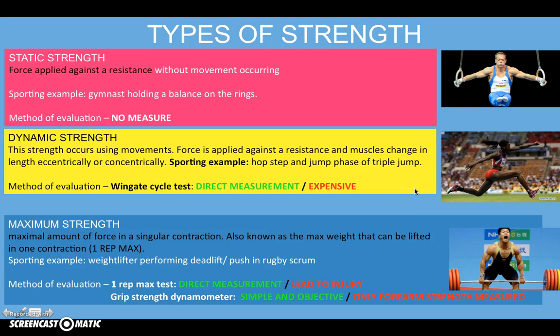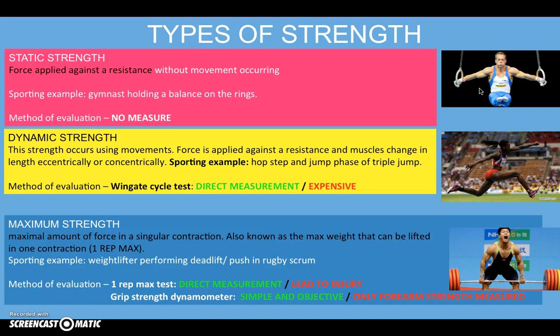Okay, first of all, we're going to be looking at static strength. Okay, so static strength, what is it? This is a force applied against a resistance without movement occurring. Sporting example, you can see from the picture over here, gymnast holding a balance on the rings. It might also be holding a squat against the wall, for example, if you're in the gym. Method of evaluation, there is no measure of this type of strength. Okay, so there's no method of measuring this type of strength. You do not need to know a test for that.